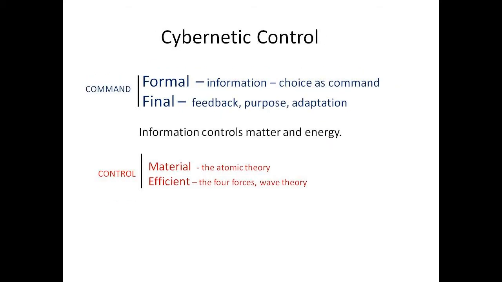Later in the 20th century, the great discovery of cybernetics was that control systems are information systems, and information is neither matter nor energy. You cannot measure it in kilograms or joules. It is form. Form controls matter and energy. As form, it is choice, and thus can function as a command. The final cause was communication. It was feedback, purpose, and adaptation in a command and control system.